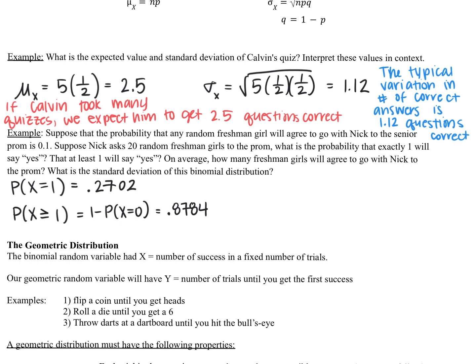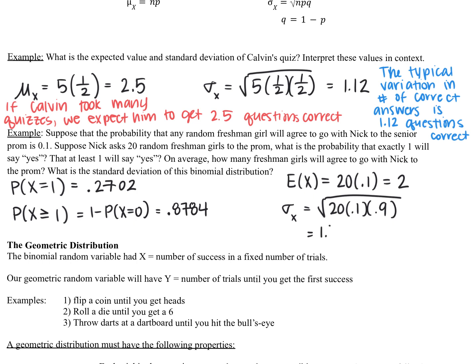So on average, how many girls will agree to go with Nick? So our expected value, we're going to do 20 times 0.1, which is going to be, sorry, 2. So you only expect 2 girls that are going to say yes. And then our standard deviation is the square root of 20 times 0.1 times 0.9, which is going to be 1.34.